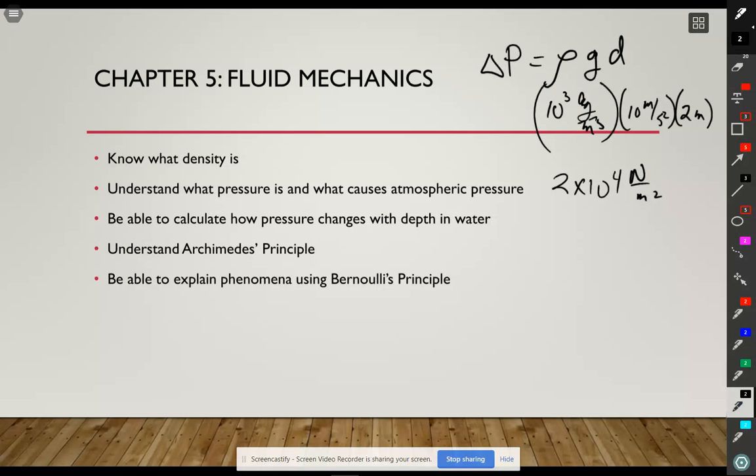That's a pretty big pressure difference. 1 atmosphere is basically 1 times 10 to the 5th. So that's about 2/10 of an atmosphere difference between the pressure of water at my head and at my foot if I'm completely submerged. Does a suction cup work in space?